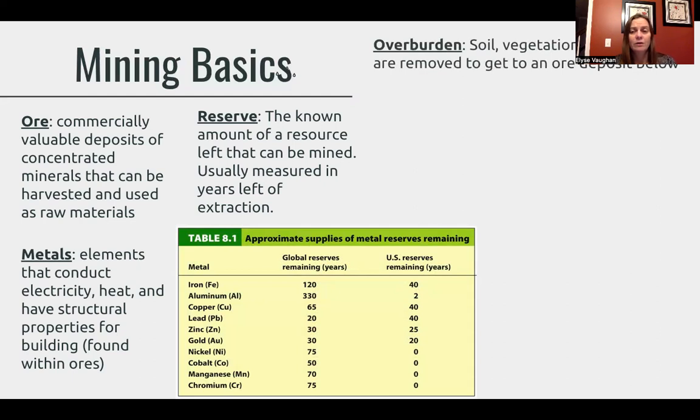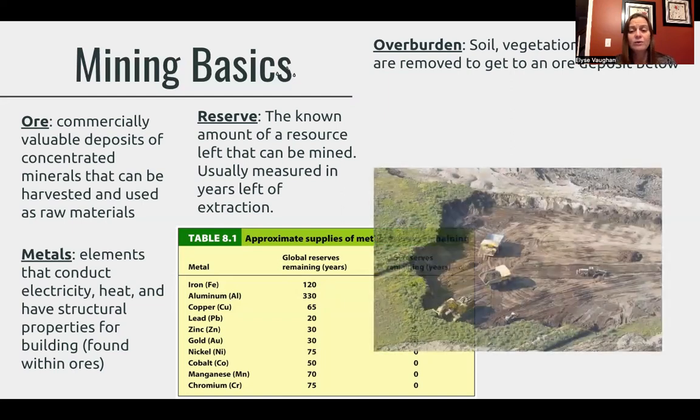So this term, overburden. Overburden is the soil and the vegetation and the rocks that are removed to get to an ore deposit that's near the surface. So they're just dug up and moved out of the way. So in this image, you're seeing these giant dump trucks, and these are giant. They would dwarf an ordinary truck. The ordinary truck is smaller than their wheels. And they just carry away the rocks and the vegetation and the soil, and they make piles of it nearby.